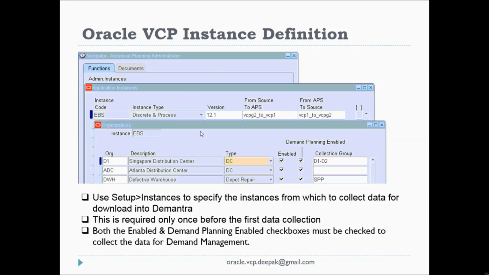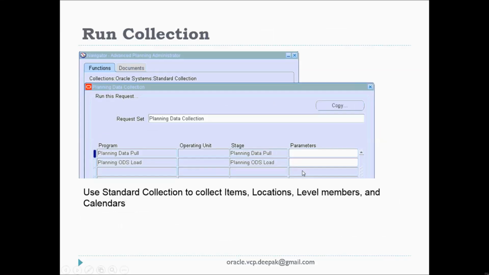So if it is a fresh instance, then we have to go to Advanced Planning Administrator, Admin, Instance, and define what our source instance is. In my case, I'm calling it e-business, EBS. Then what is the version, and what is the database link between the VCP and e-business. And then I need to select the organizations. Very important thing, the demand planning enabled flags need to be enabled for Demantra. So for these entities, it does the booking and shipment history collections. Okay, so now our setup part is done.